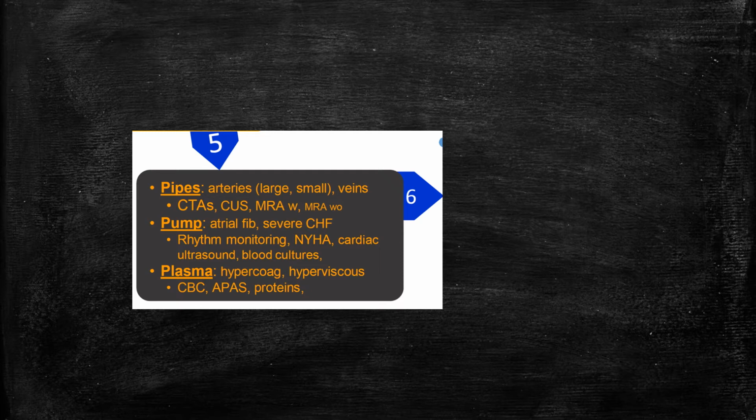From the pump perspective, that is from the heart, the 2 most common sources of cardioembolism are atrial fibrillation and severe CHF. Less commonly valvular disease, endocarditis or intracardiac tumors may be the culprits. Stroke from cardioembolism is frequently prevented with anticoagulation. Strokes from the plasma are a lot less common, and they include hypercoagulable state, hyperviscosity states, and others.